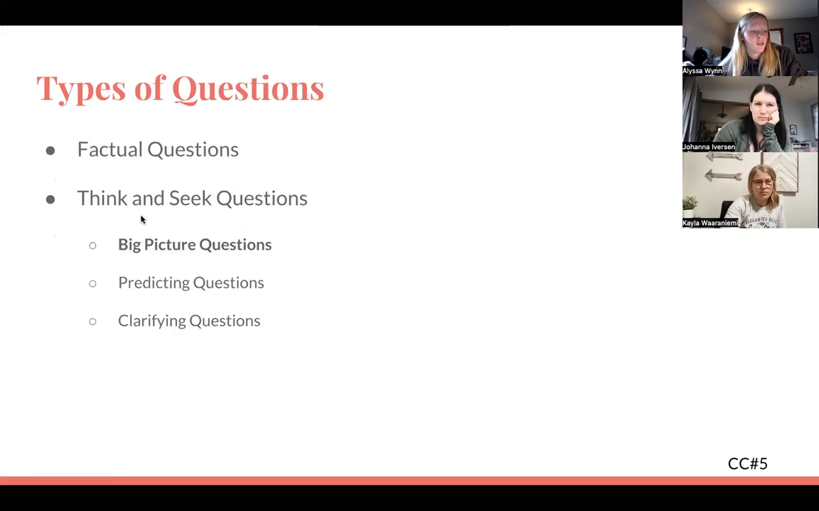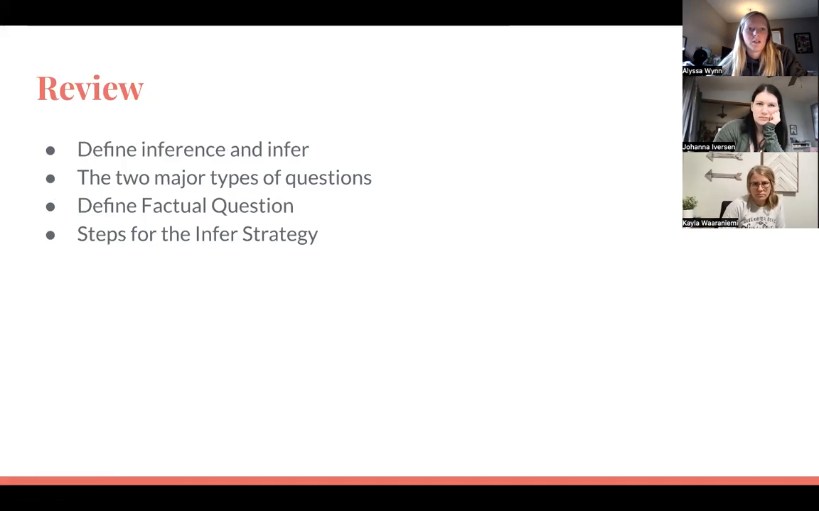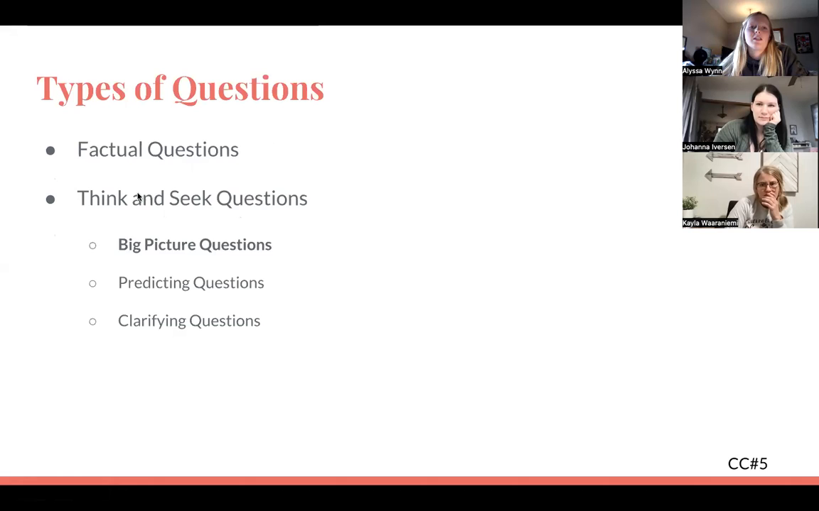As I said, you have already learned about these steps. Just kidding. You've already learned about the steps in the infer strategy. So think and seek questions are the big picture questions, which we'll be learning about today, predicting questions, which we'll learn another day, and clarifying questions.